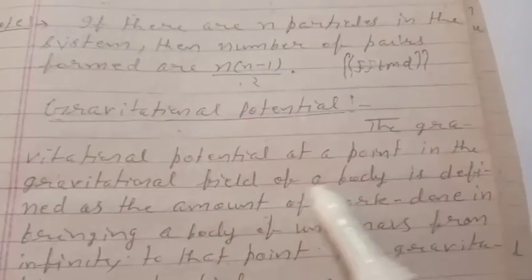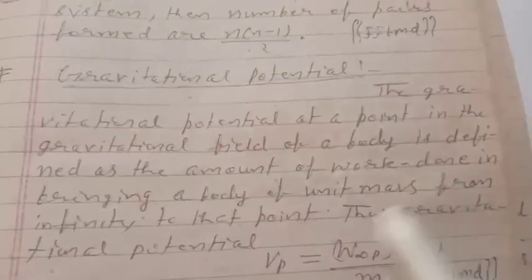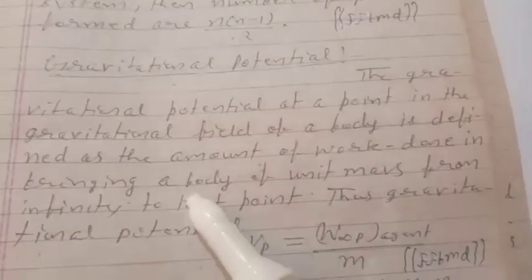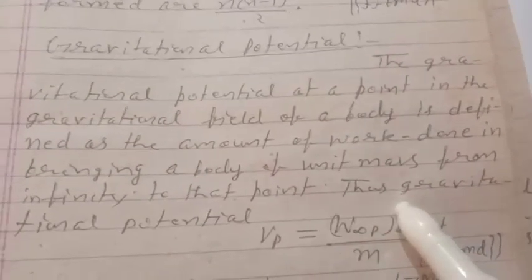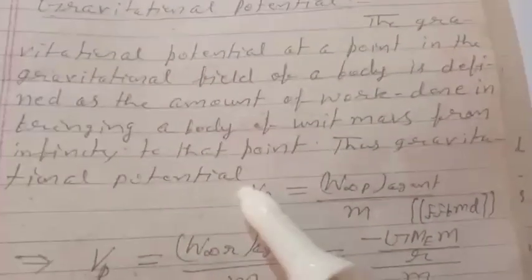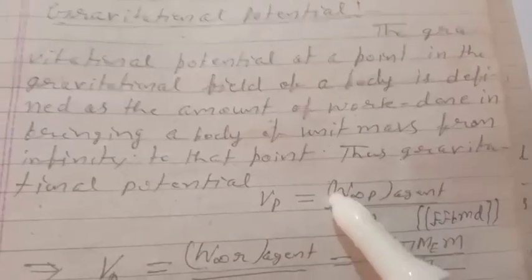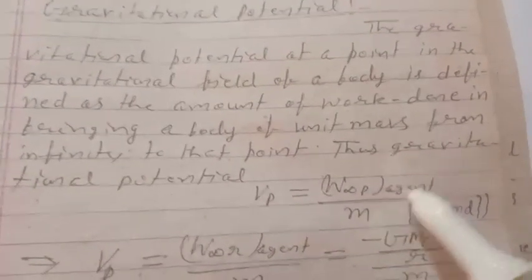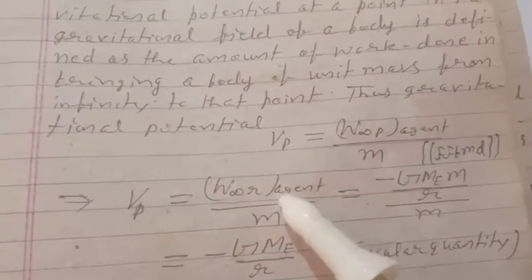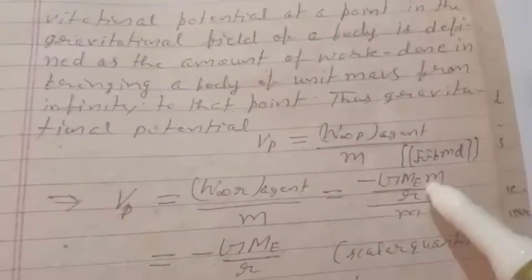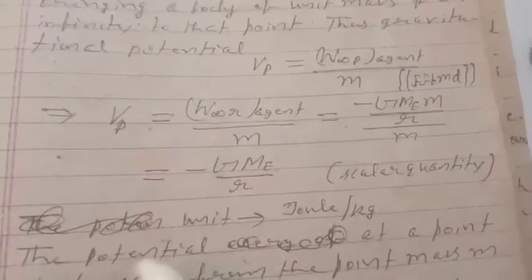Gravitational potential. The gravitational potential at a point in the gravitational field of a body is defined as the amount of work done in bringing a body of unit mass from infinity to that point. Thus, gravitational potential represented by Vp equals work done from infinity to that point by the agent divided by m. This implies Vp equals W from infinity to r by agent by m, which is minus GMm by r divided by m, equals minus GM by r. It is a scalar quantity, unit joule per kg.